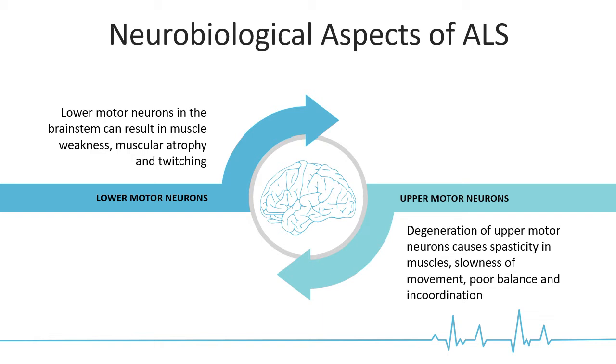The upper motor neurons of the cortex give rise to the corticospinal tract that descends laterally through the lateral spinal cord. Degeneration of these neurons is responsible for spasticity, which is tightness in the muscles, slowness of movement, poor balance, and incoordination.